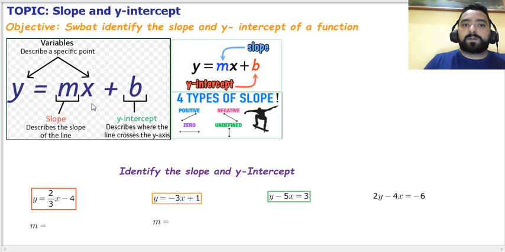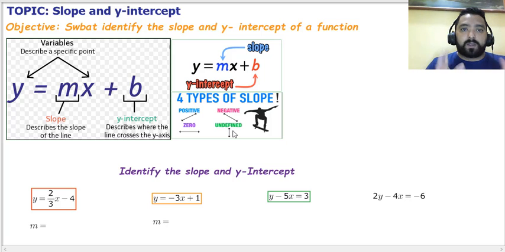Now, the y and the x describe a specific point in the linear function, but today basically you are going to identify just the slope and the y-intercept, and in the next video you are going to graph these functions. First, you need to identify the slope. The slope we are going to represent with the letter m, and the y-intercept we are going to represent with the letter b. We have different types of slope. When it's positive, the line increases. We have negative when the line decreases. We have 0 when it's horizontal, and undefined when the line is in vertical position.